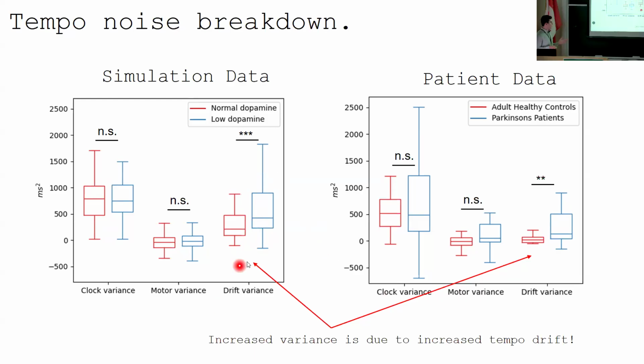So, not unexpectedly, we only see a significant increase in the drift variance in our network, and we only see a significant increase in the drift variance in the Parkinson's patients. Intuitively, what that means is that these patients aren't struggling with tracking where they are in the beat, what phase of the beat they're at, and they're not actually struggling, unexpectedly, with producing the tap itself. They just seem to be drifting more in the tempo that they tap at.